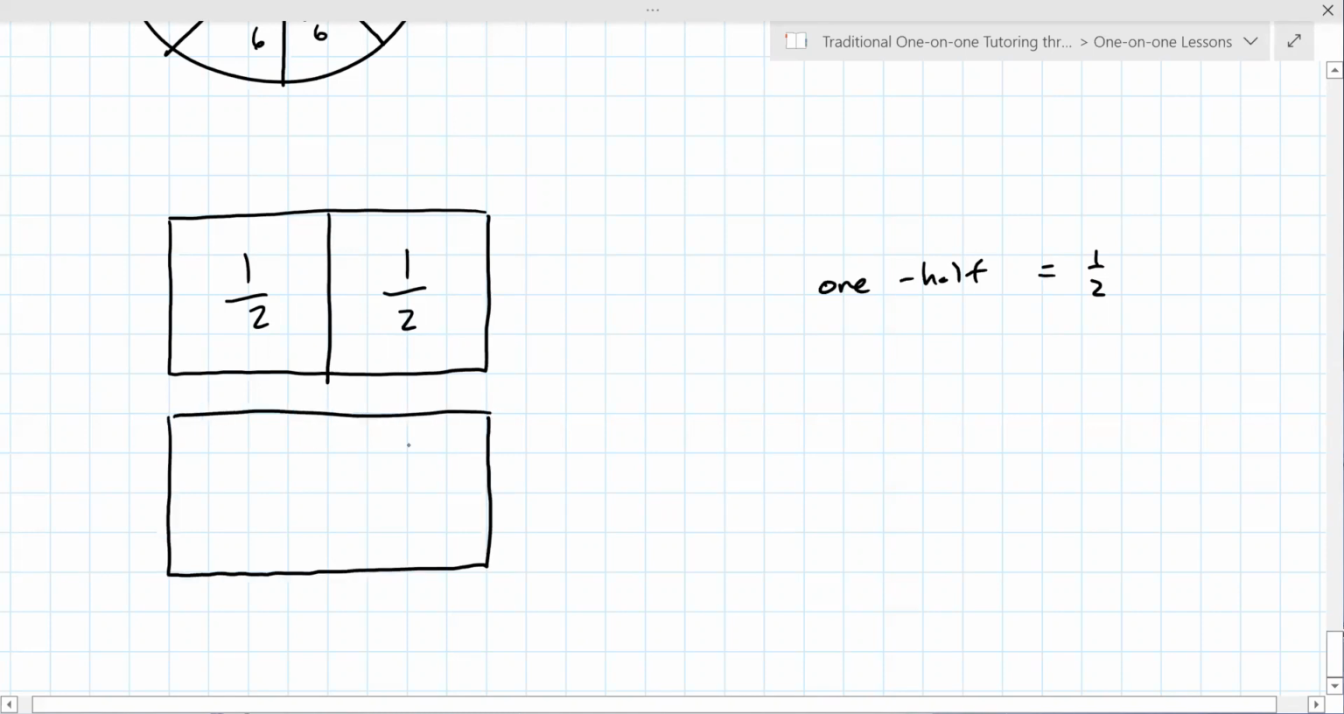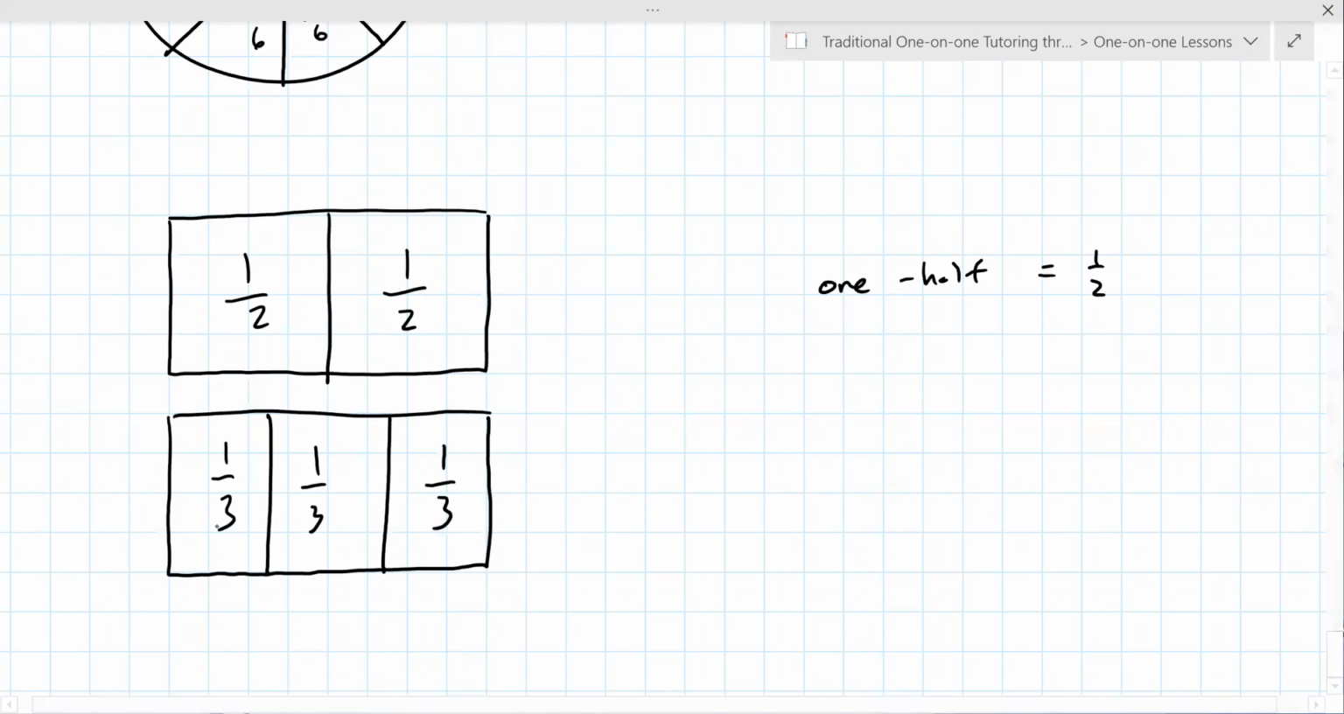Now let's try this one here. What goes in each of those spaces? Third. Thirds. Very good. Okay. Awesome. Okay. Very good. All right.